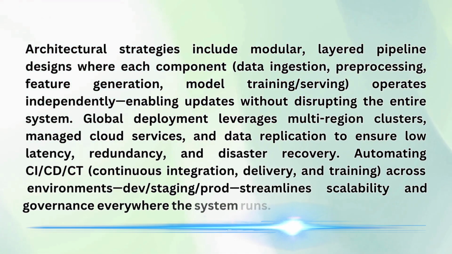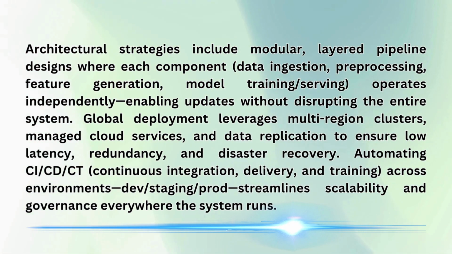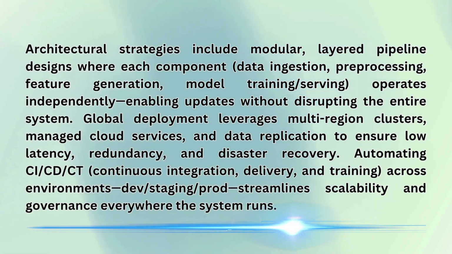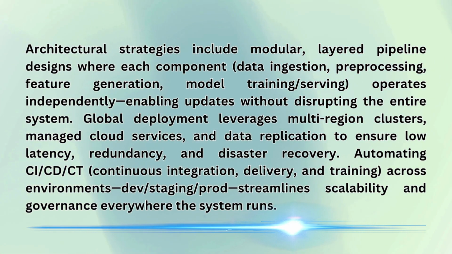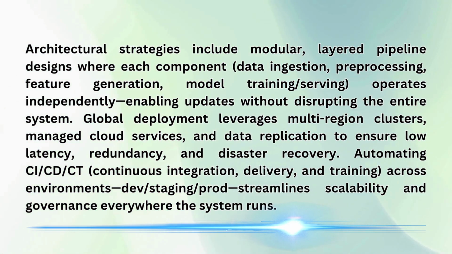What are the main architectural strategies for scaling ML Ops across global or multi-region deployments? Architectural strategies include modular, layered pipeline designs where each component, like data ingestion, pre-processing, feature generation, model training or serving, operates independently, enabling updates without disrupting the entire system. Global deployment leverages multi-region clusters, managed cloud services, and data replication to ensure low latency, redundancy, and disaster recovery. Automating CI and CD or CT, like continuous integration, delivery, and training across environments, dev, staging, and prod, streamlines scalability and governance everywhere the system runs.